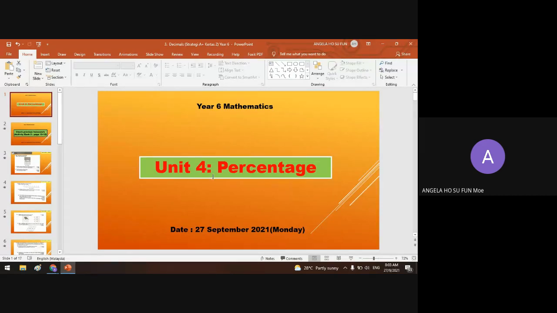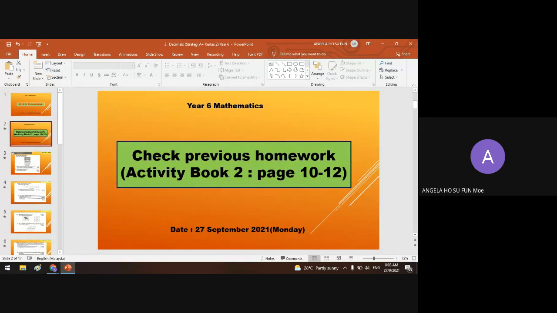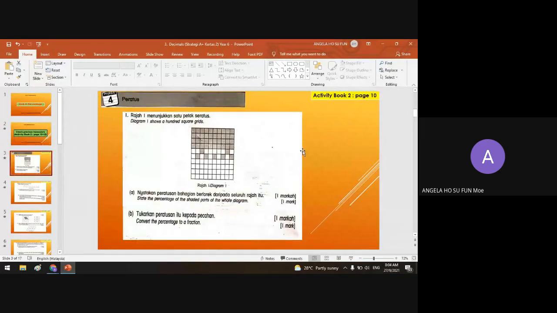Okay, now Unit 4, Percentage. So turn to your activity book, pages 10 to 12. We are going to discuss this. There are 6 questions there, as Teacher Young mentioned just now. Okay, first one, look at page 10, question number 1.